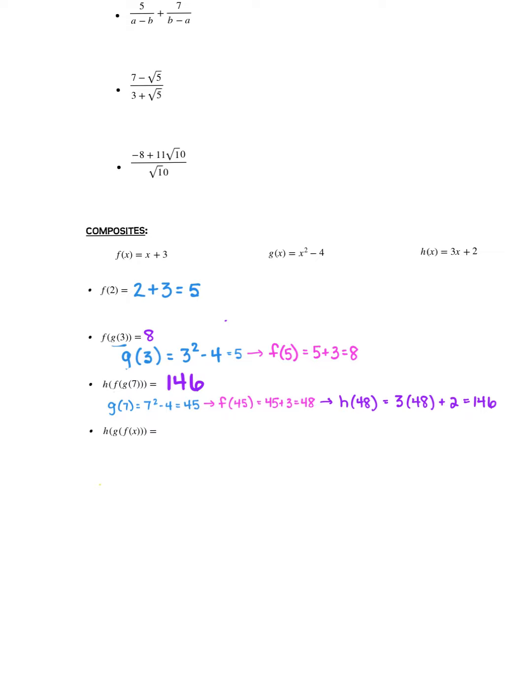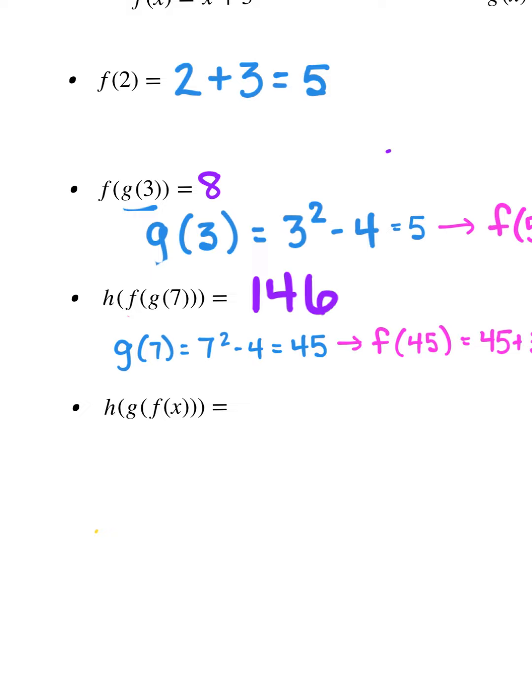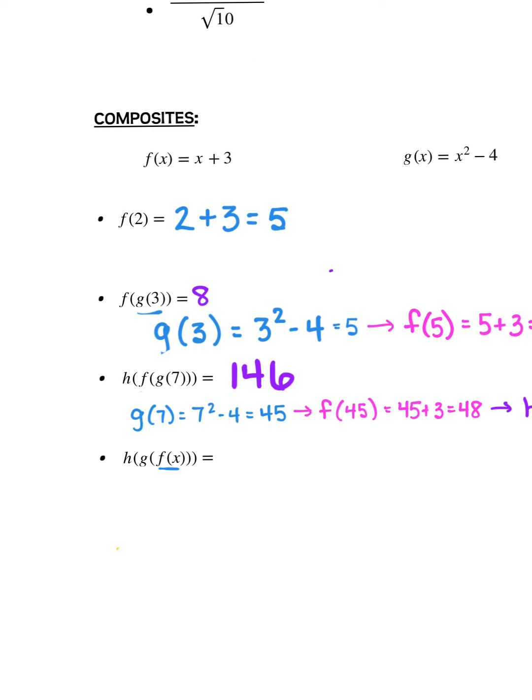Now, this last one you'll notice doesn't have a number that you're plugging in. It's just an x in there. But we're going to approach it the same way. This is saying to start with f of x. Now, I don't actually have a number to plug in for x here, but I have f of x. f of x is just x plus 3. So now what this question is saying is to find g of x plus 3.